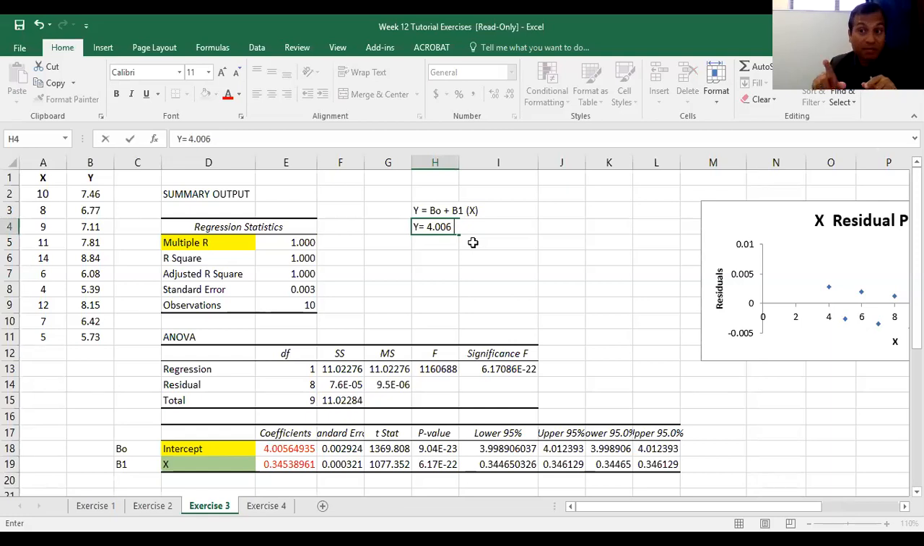0.3453 has a positive sign, that's why I'm writing positive plus here. In case of a negative sign here, you must write negative. So plus B1. B1 is 0.3453, so 0.345 will be fine. 2 to 3 decimal points will be fine. No need to write the complete one. And into x, capital X.